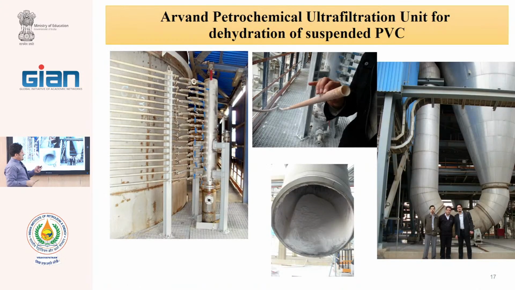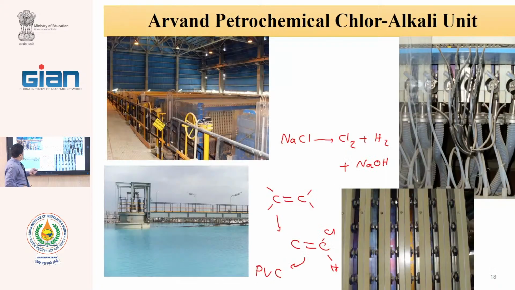As shown in this slide, you see Arvand, a similar petrochemical. The main product of this petrochemical is PVC polymer. For production of the PVC, we need chlorine. This chlorine reacts with ethylene to produce ethylene chloride, and this is polymerized to PVC.